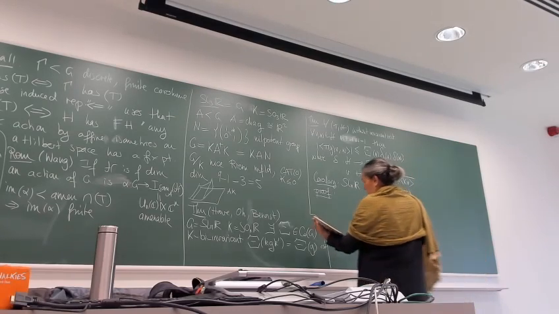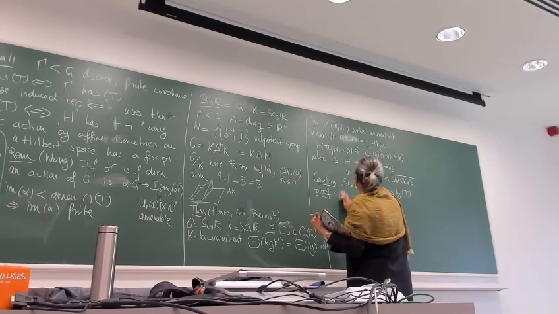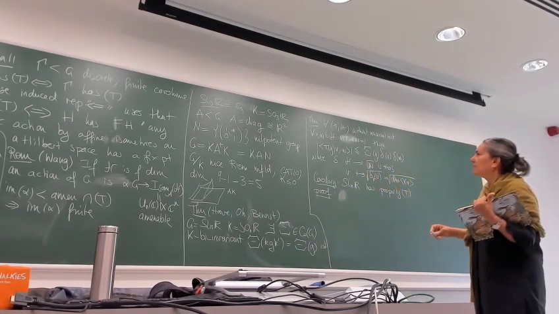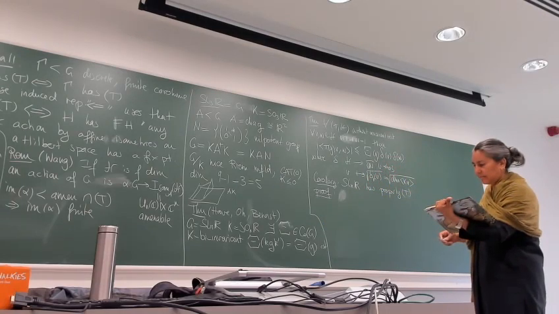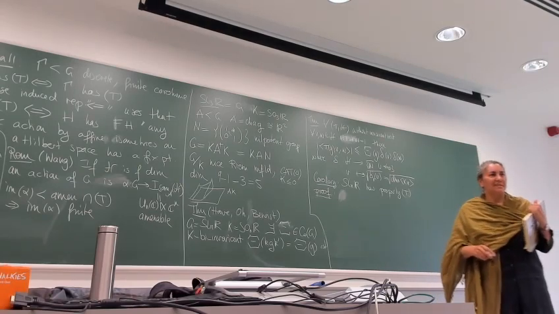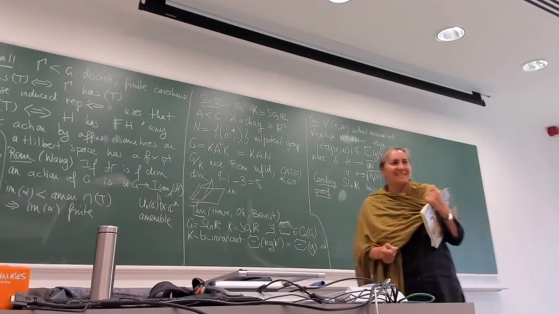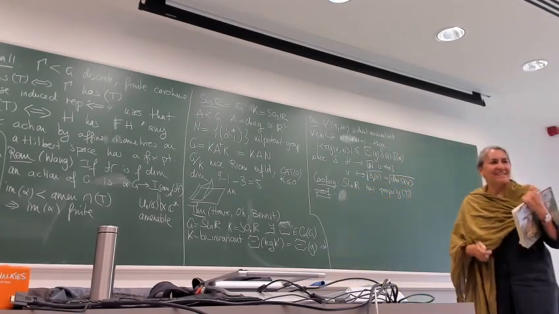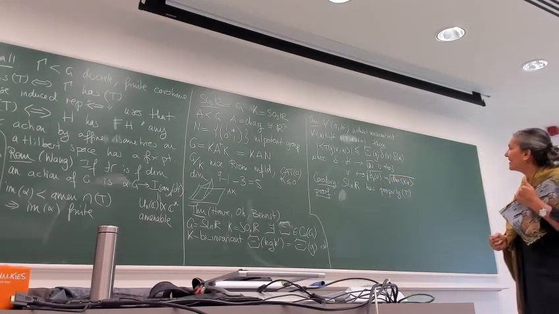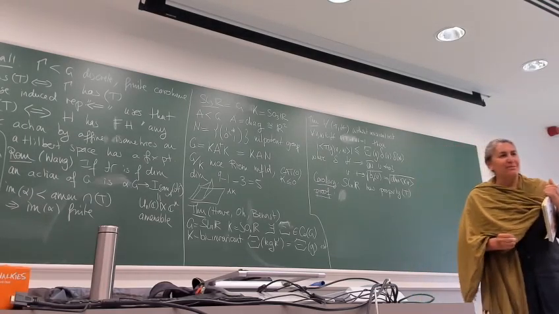Right. Do you impose n at least 3 only in the corollary or already in the theorem? Yeah, in the theorem. I don't know what happens for SL2.